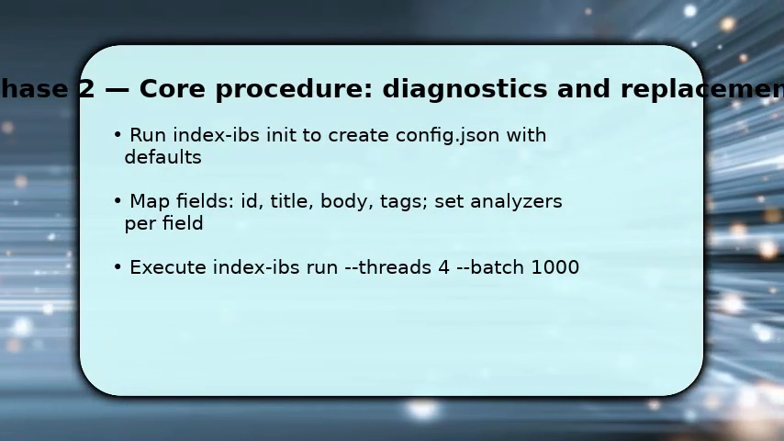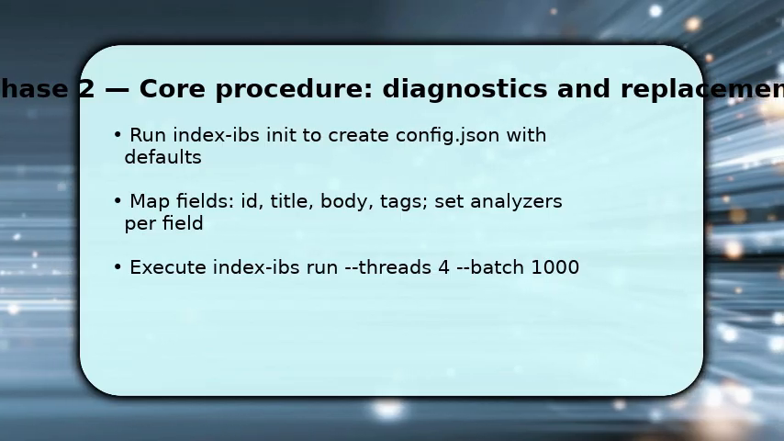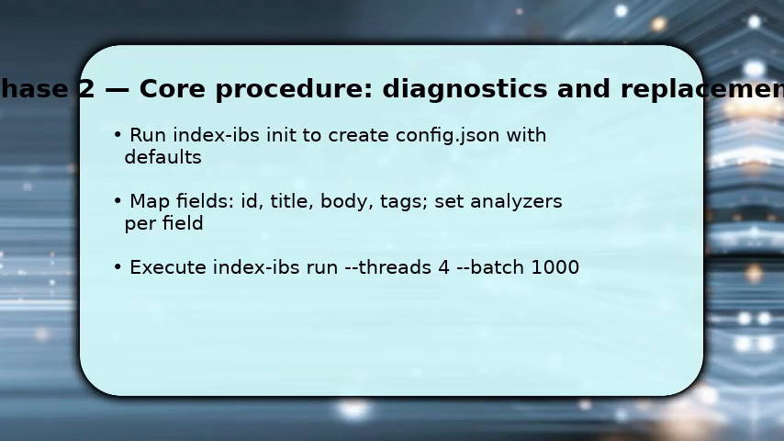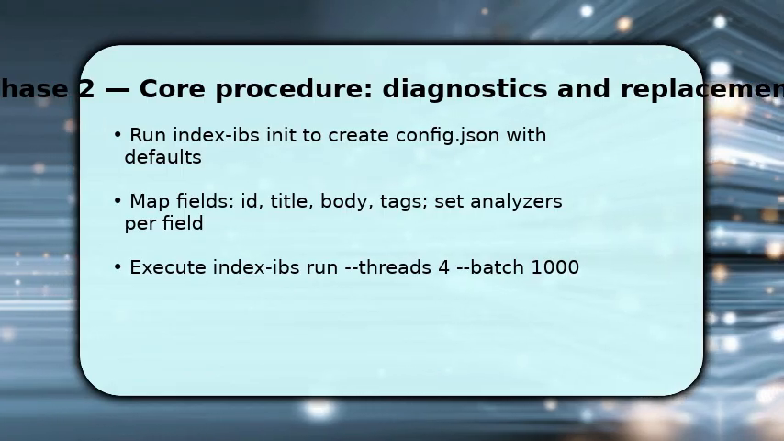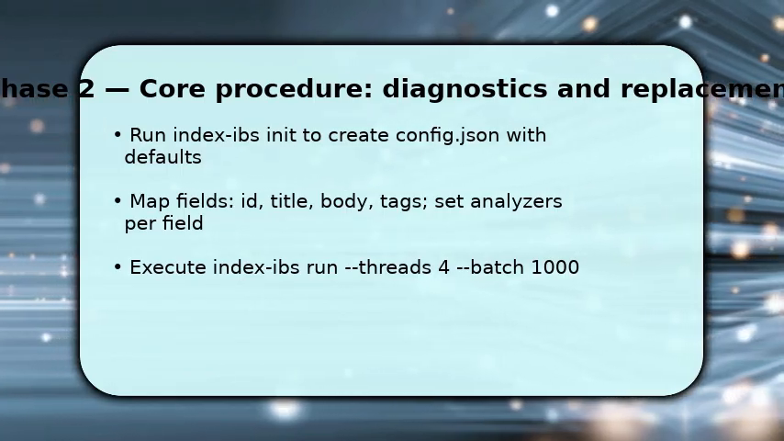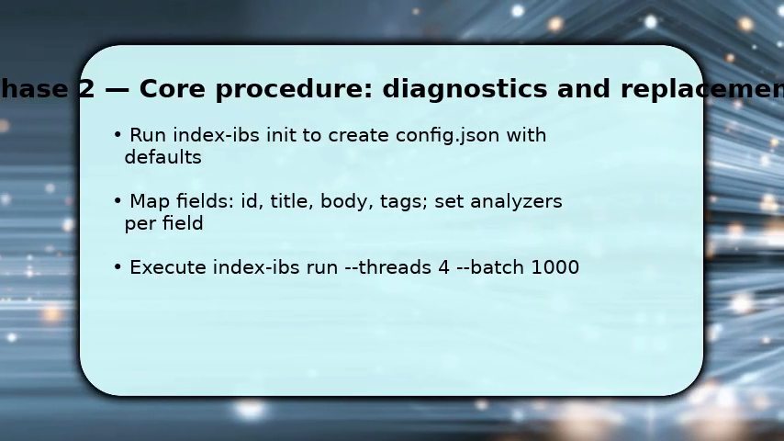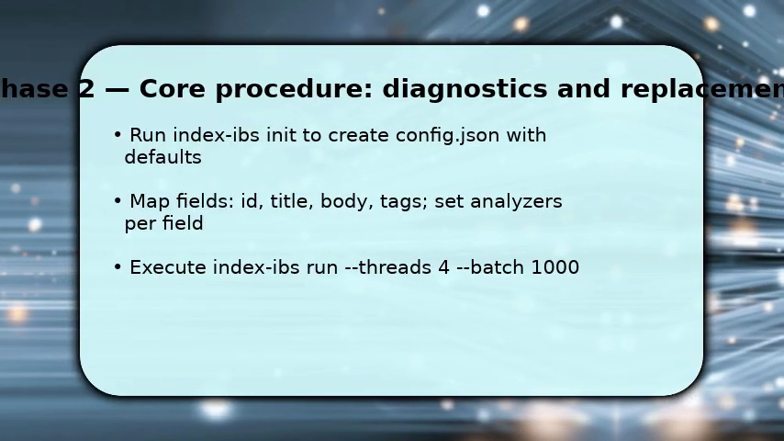You now implement the core workflow. Initialize a config so Index IBS knows your schema. Once done, edit config.json to map key fields: ID, title, body, tags, and choose analyzers for tokenization and stopword rules, because the analyzer affects search quality.